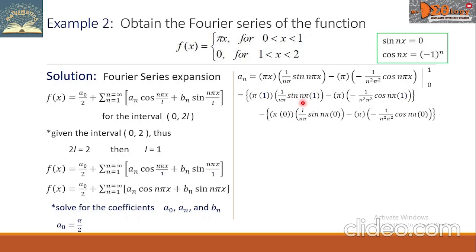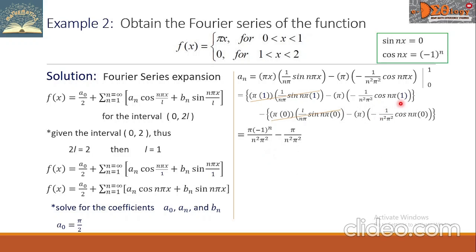The sine n pi will give 0. Later, we will cancel this group. The sine n pi times 0 will give us sine 0, and the sine 0 is simply 0. This group is also cancelled. Then we write the remaining terms, and we have it like this.